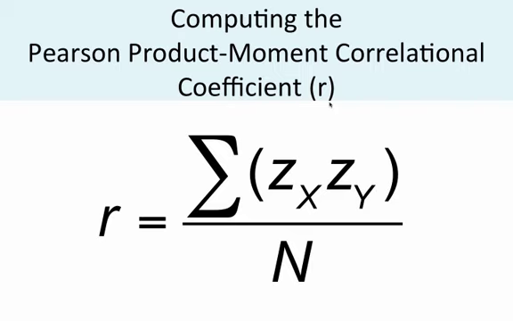It looks like what I'm supposed to do is multiply two sets of z-scores, add them all up, and then divide that total sum by n. Now you might be wondering what n is based on. As it turns out, n is simply the total number of pairs of scores.